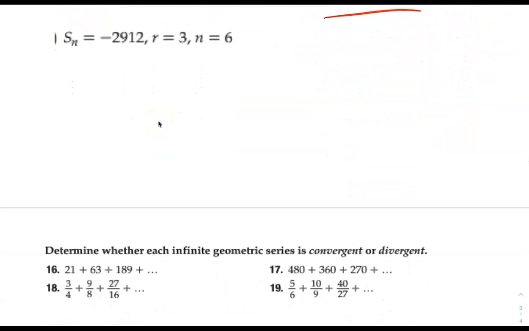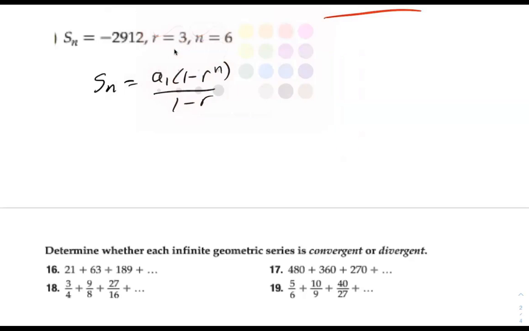So same question. Sn equals A1 times 1 minus R to the n, all over 1 minus R. Remember, they don't always give you these formulas, like they do in IB. So you have these formulas where you decide how to use them. Sub in what we know. Sn is negative 2912. R is 3. And n is 6. So I'm going to rewrite that.